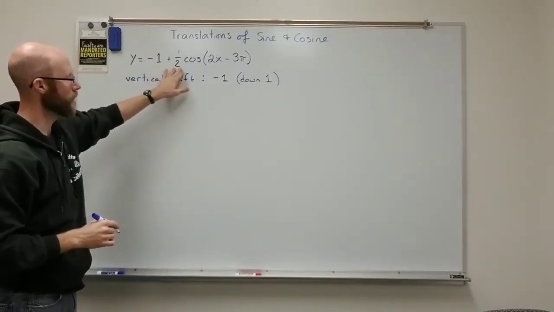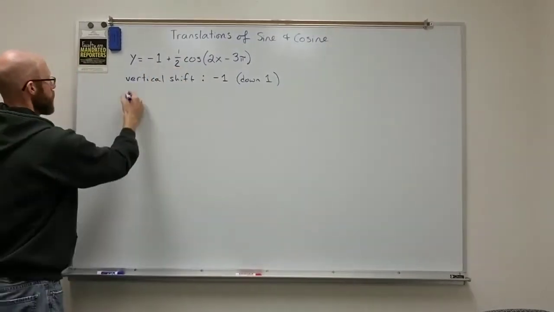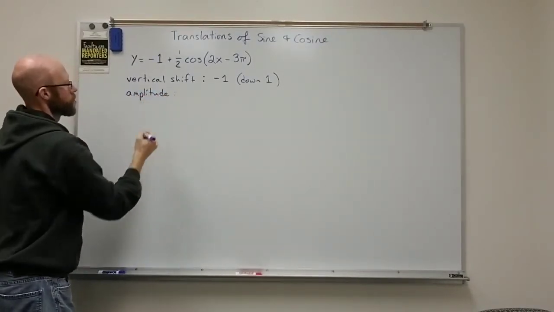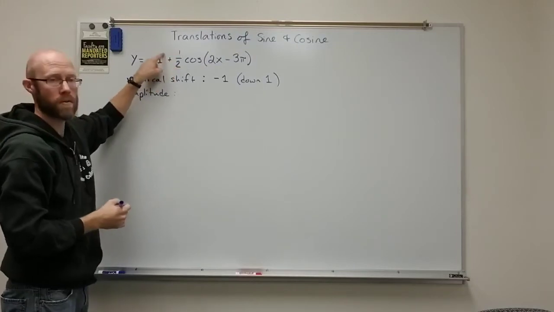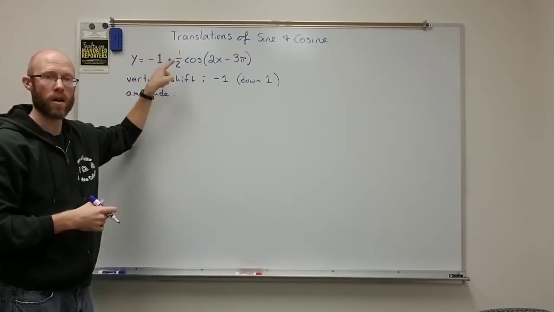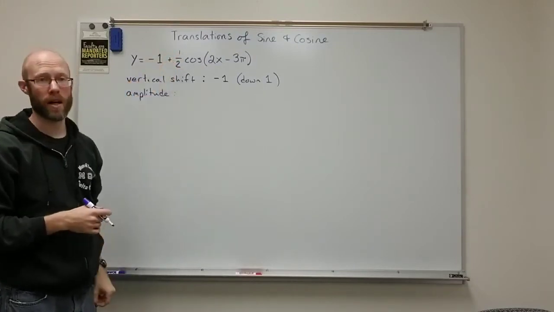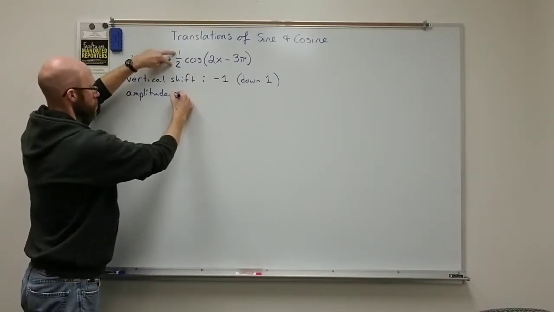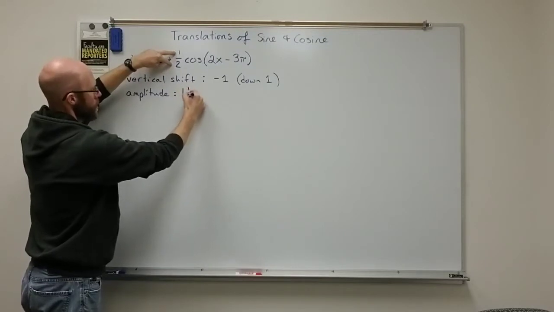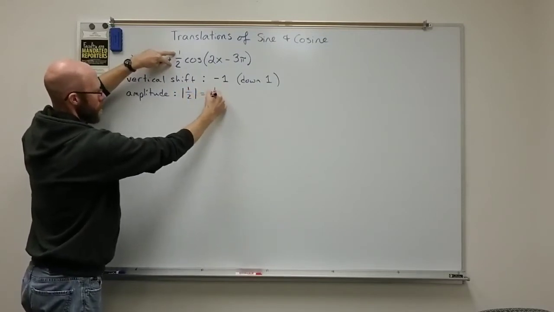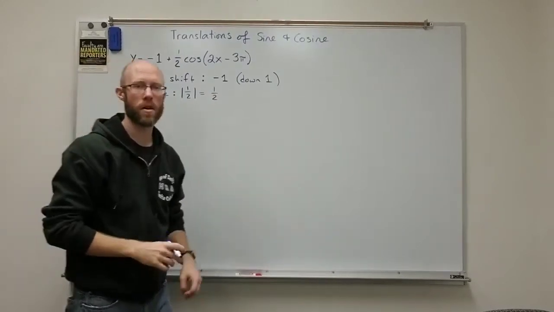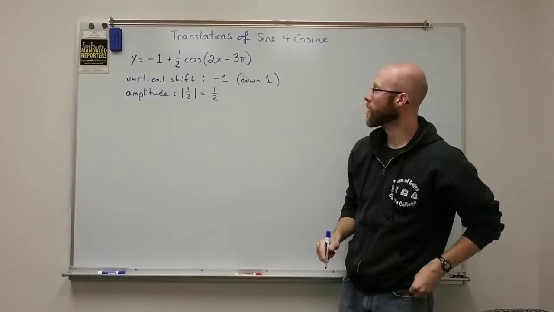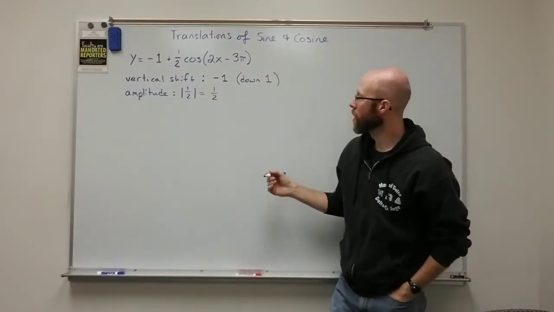The next thing I'll look at is the amplitude. Okay, the amplitude is always the absolute value of the constant multiplying the cosine. So in this case it's the 1/2. Of course, it is always an absolute value. In this case, the absolute value doesn't really make a difference because the constant multiplying it is already positive. Okay, so that's our amplitude.